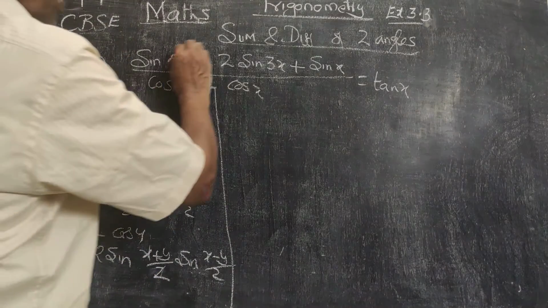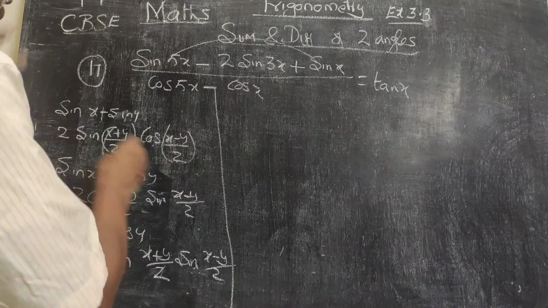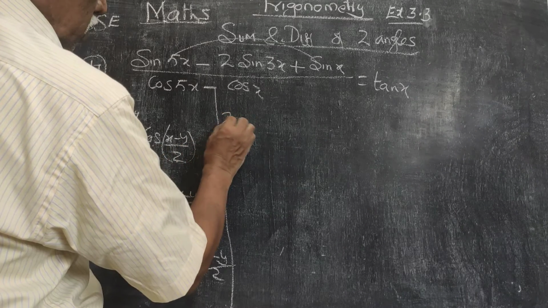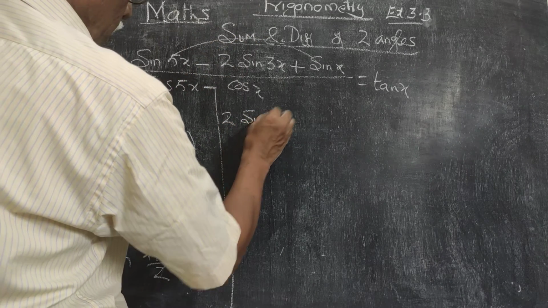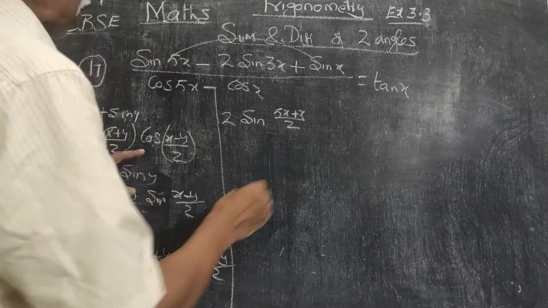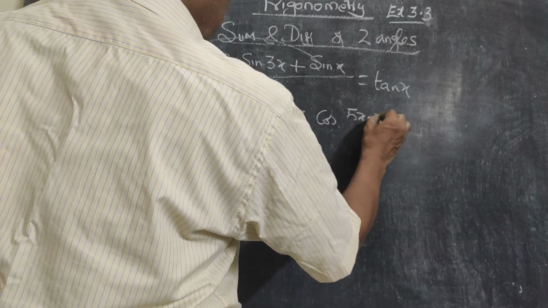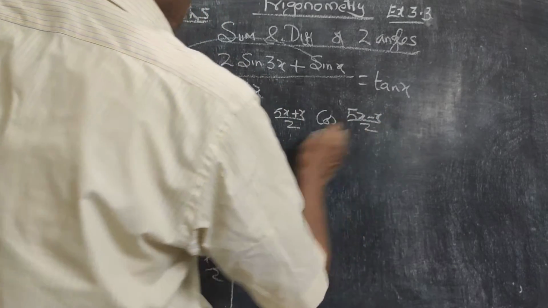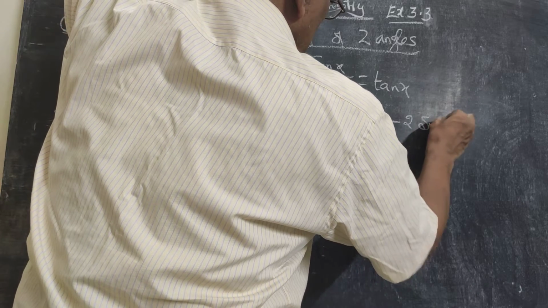Now let me go for this problem. Let me apply first these two things, sin 5x and sin x. So that is equal to 2 times sin of (5x plus x) by 2, and then cos of (5x minus x) by 2. In addition to that, this is remaining 2 sin 3x.